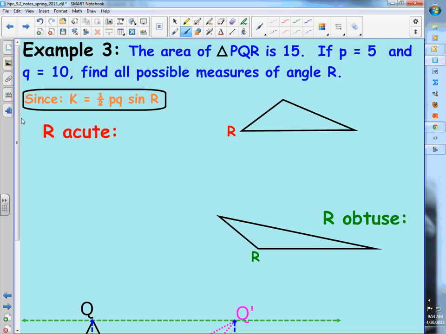Now, honestly, I am not drawing two triangles to do this. Okay? I'm just going to draw one triangle. My work's going to look like this. I'm going to go P, Q, R. Doesn't matter where you put P, Q, or R. My labels are going to be P is 5 and Q is 10. And we're looking for R. This is the angle we're looking for. And we already know what K is. It's 15.